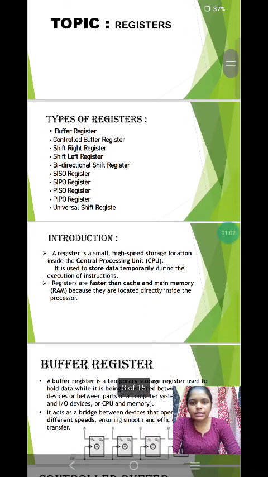Introduction: a resistor is a small high-speed storage location inside the central processing unit. It is used to store data temporarily during the execution of instructions. Registers are faster than cache and main memory RAM because they are located directly inside the processor.